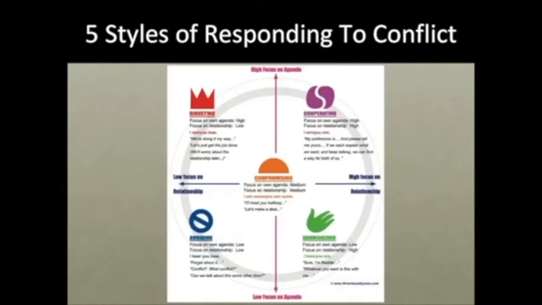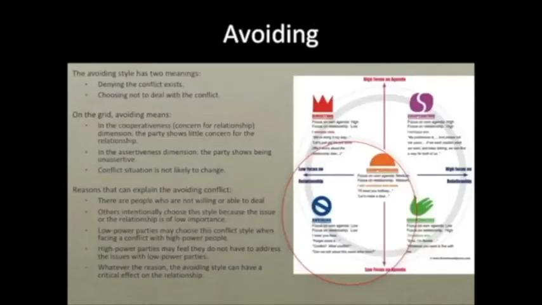Here is another chart that's also in your... sorry, my dog's barking his head off, if you can hear that. Another chart that kind of walks through these 5 quadrants in more detail, so I'm going to walk you through these quickly here. Lower left, avoidance. The key there is focus on your own agenda. So it's low, right? You don't focus on your own agenda very much, and even so, you don't focus on the relationship either. You just choose not to engage at all.